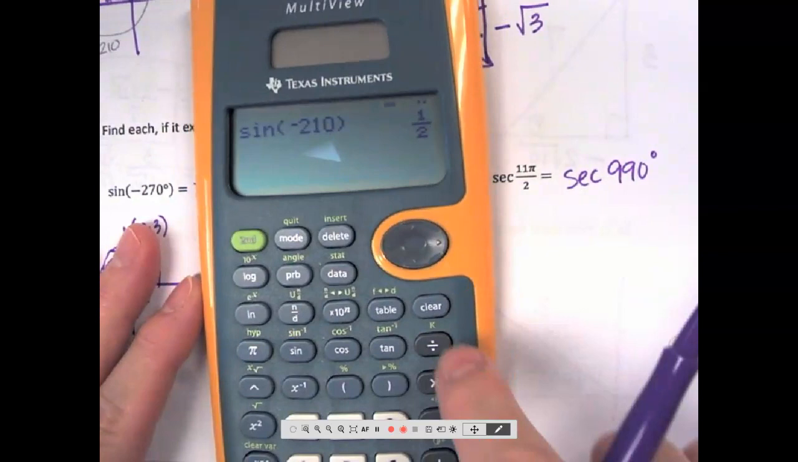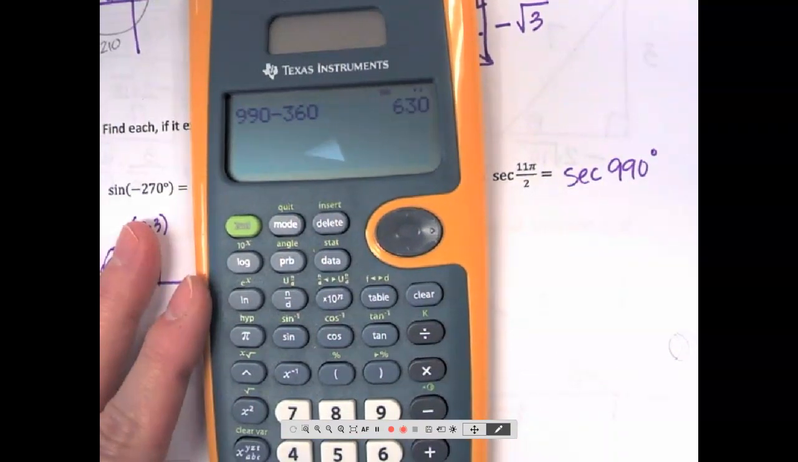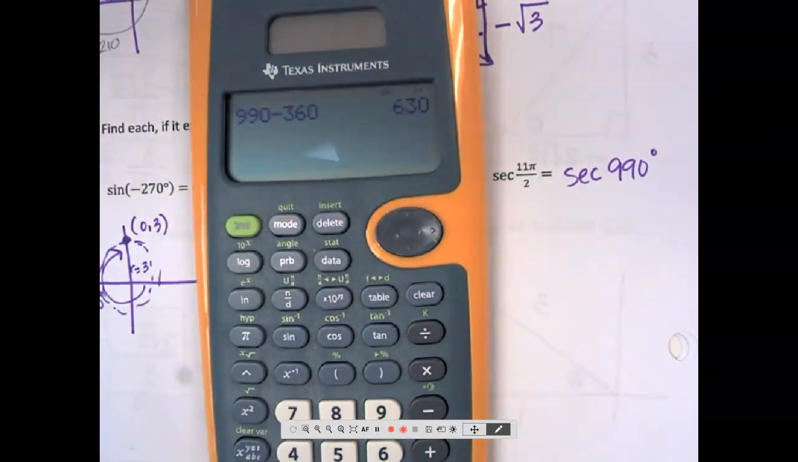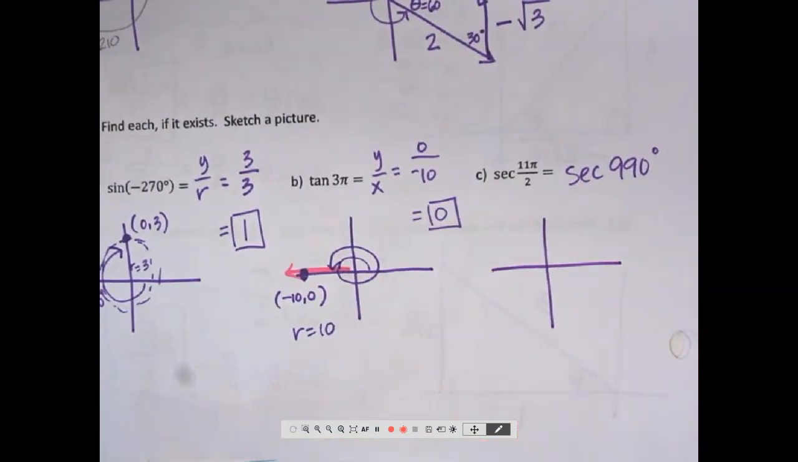Okay, let's use that concept of coterminal. I'm going to subtract 360. It's the same place as 630. That's still more than one time around. So I'm going to subtract another circle. Oh, it's the same place as 270. I know where that is. That's down here on the negative y-axis. So counterclockwise 270 puts me down here.